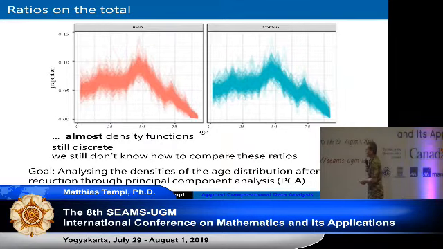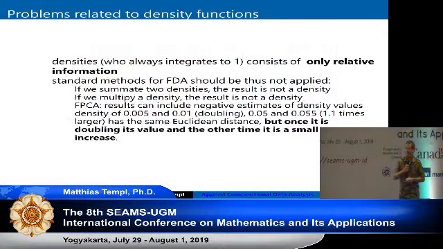And we still don't know how to compare these curves here. So what's the goal? We analyze the densities of the age distribution after dimension reduction. And for the dimension reduction, we use so-called principal component analysis. The first component explains the most of the data. The second component explains the second most. That's the direction which explains the second most, I would say, simplified version. So densities, we know that they integrate to 1 and consist only of relative information.